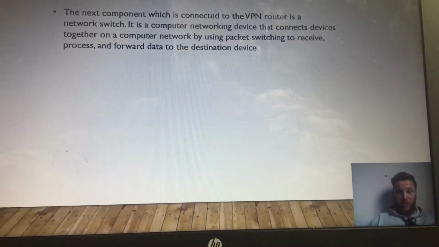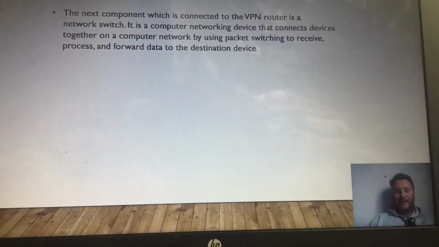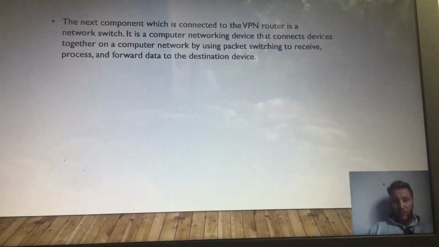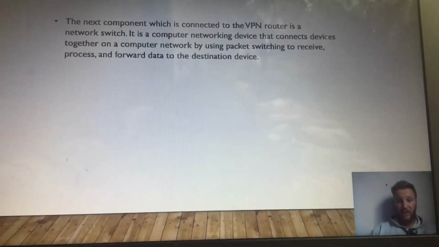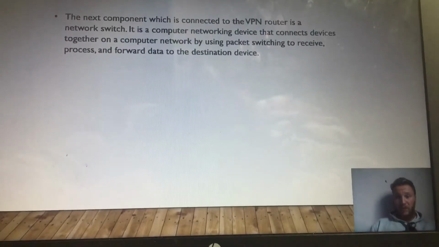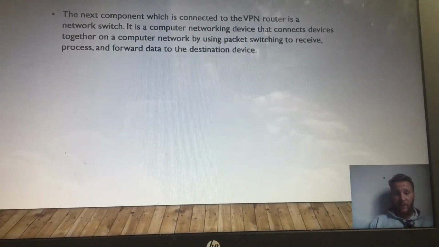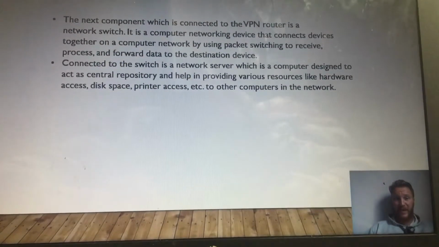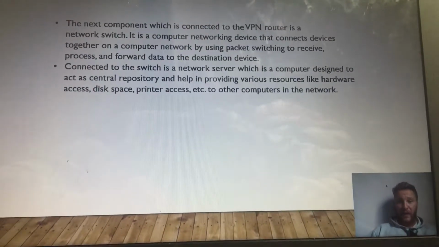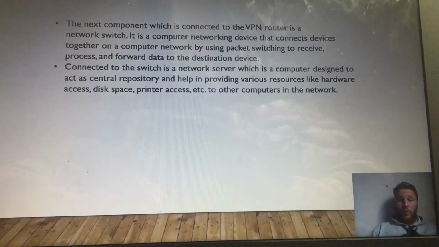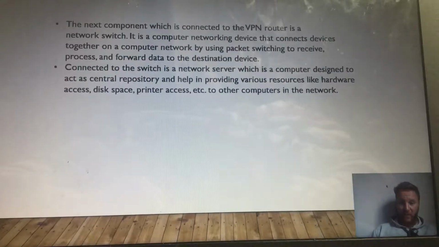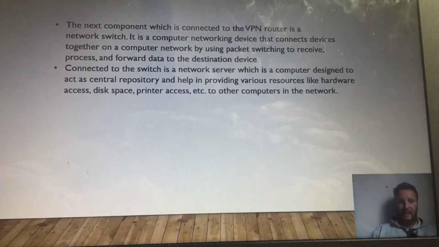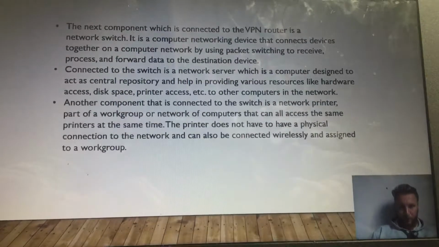The next component, which is connected to the VPN router, is a network switch. It is a computer networking device that connects devices together on a computer network by using packet switching to receive, process, and forward data to the designated device. Connected to the switch is a network server, which is a computer designed to act as a central repository and help in providing various resources like hardware access, disk space, printer access, etc. to other computers in the network.